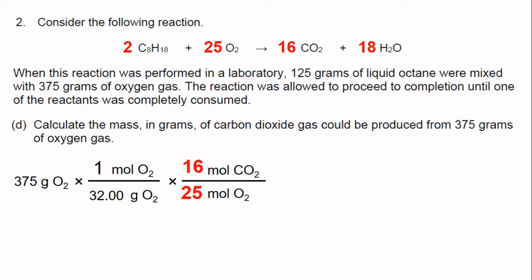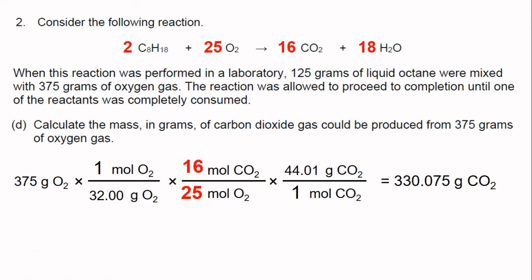Finally, we go to grams, and we know from part C that there are 44.01 grams of CO2 for every 1 mole. Now we pick up our calculator: 375 divided by 32 times 16 divided by 25 times 44.01. And we get 330.075 grams of CO2. Again, 3 sig figs in the measurement, so 375 grams has 3 sig figs. Let's round off our answer to 330, and I'll keep that decimal at the end to show that I have exactly 3 significant figures.